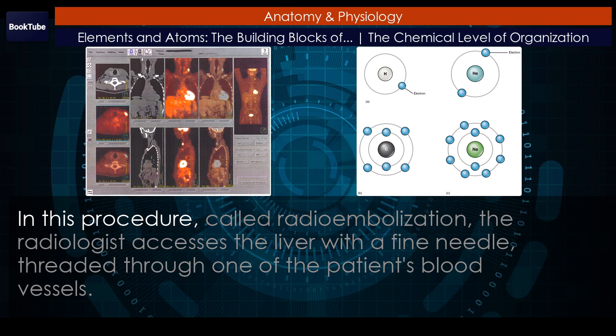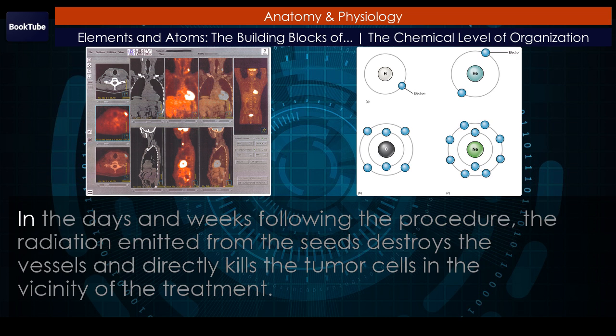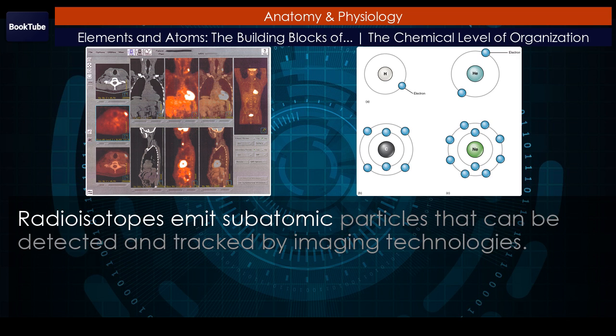In this procedure, called radioembolization, the radiologist accesses the liver with a fine needle, threaded through one of the patient's blood vessels. The radiologist then inserts tiny radioactive seeds into the blood vessels that supply the tumors. In the days and weeks following the procedure, the radiation emitted from the seeds destroys the vessels and directly kills the tumor cells in the vicinity of the treatment. Radioisotopes emit subatomic particles that can be detected and tracked by imaging technologies.